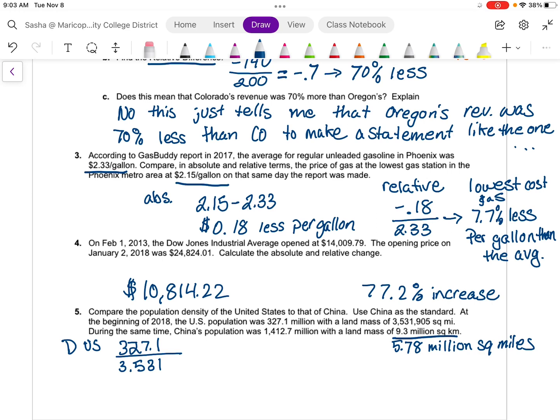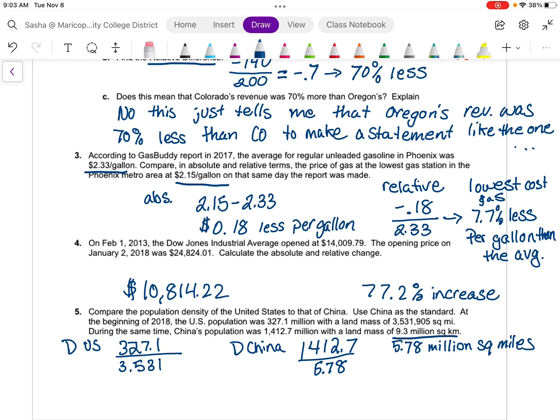I'm going to use that number as my comparison piece, and I would need the density of China, which would be the population of 1,412.7 million, which is basically a billion people, over the area, that 5.78 million. And this would get me people per million of square miles, just as this would get me millions of people per square mile.